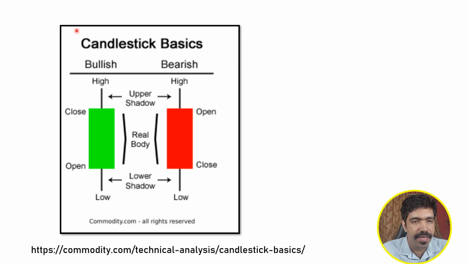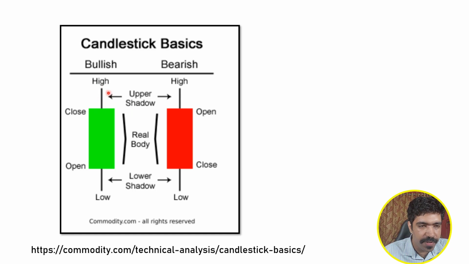Now let us understand the candlestick basics. In this case, we have basically two types of candle: this is the green candle and this is the red candle. The green candle means the market is moving up, and the red candle generally means the market is moving down. This portion is the body of the candle, and this portion is also the body of the candle. This is a bullish candle, which means the market is moving upwards, and this is a bearish candle because it is red in color, which means the market is moving downwards.